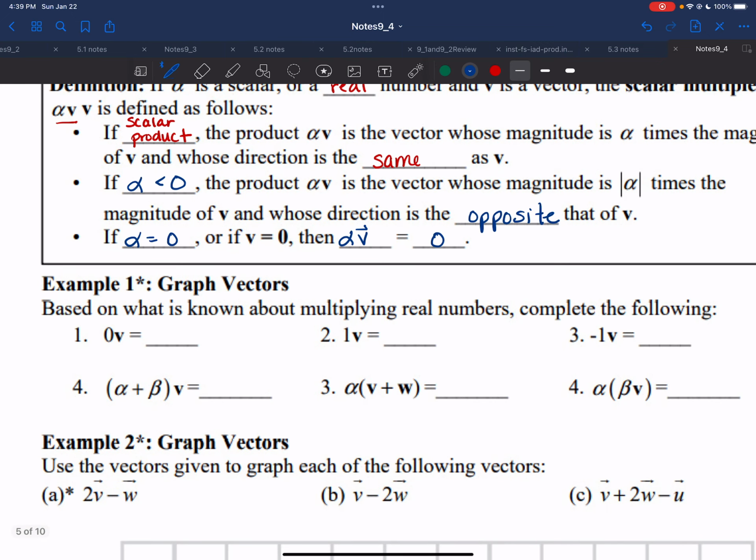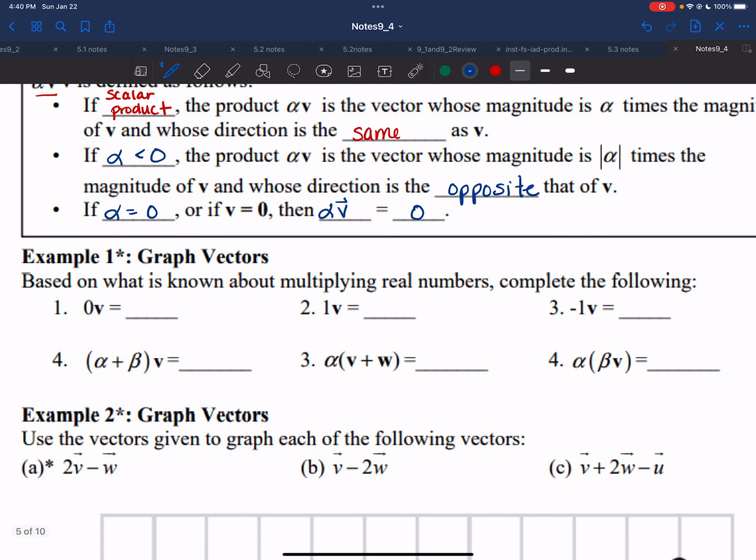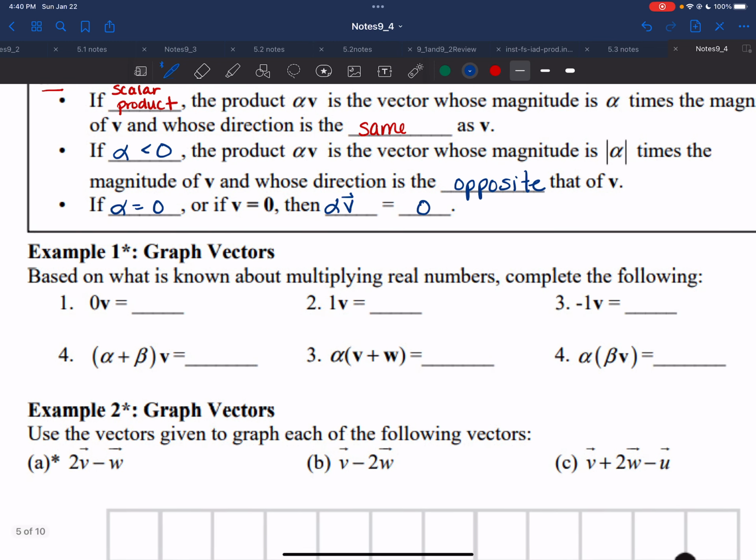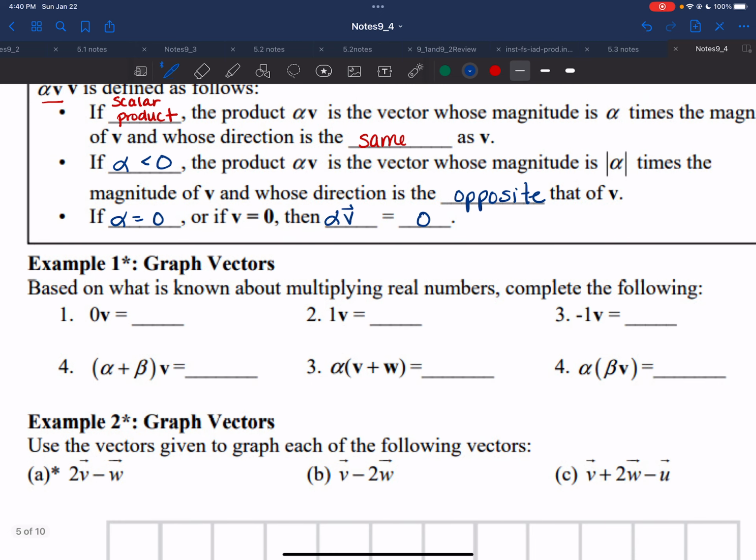Okay, so based on what's known about multiplying real numbers, complete the following. I want you to pause this video and see if you can go ahead and answer these numbers. It looks like this should be 1, 2, 3, 4. Okay, go ahead and answer these, and then we will come back and take a look at them together.